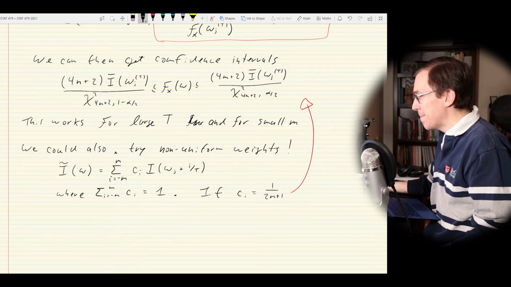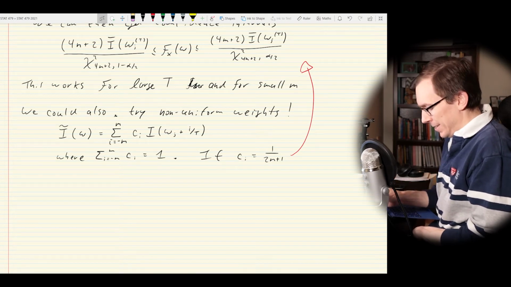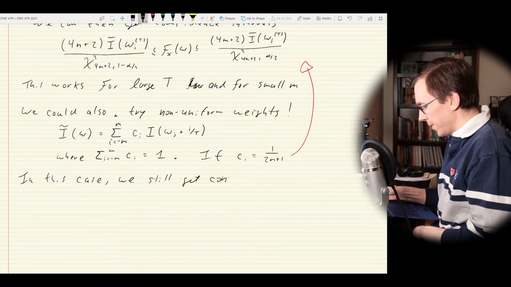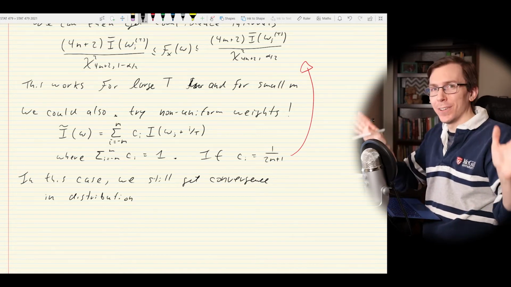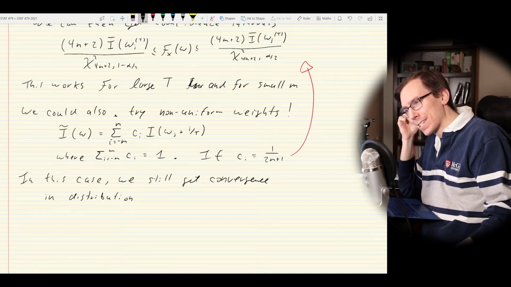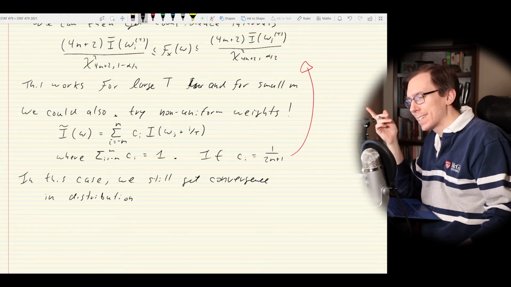Right, so what happens mathematically? In this case, we still get convergence in distribution as before. So we're going to get a convergent distribution given all the nice conditions that we talked about previously, like the convergence of the autocovariance and things like that.